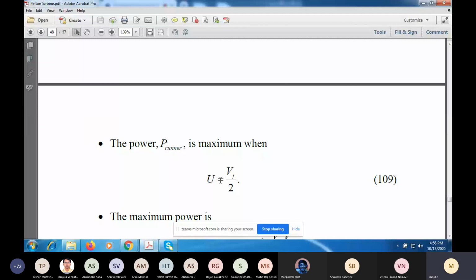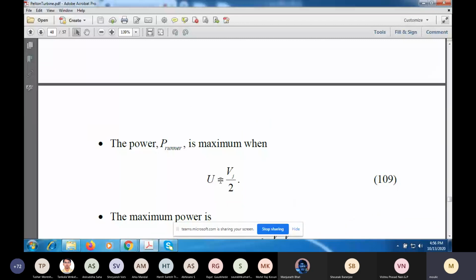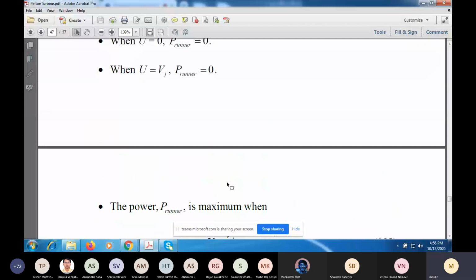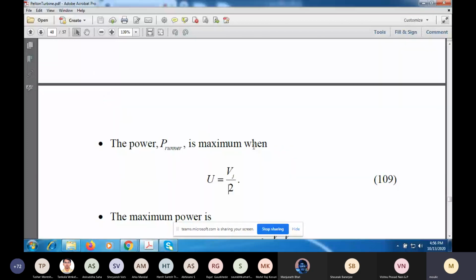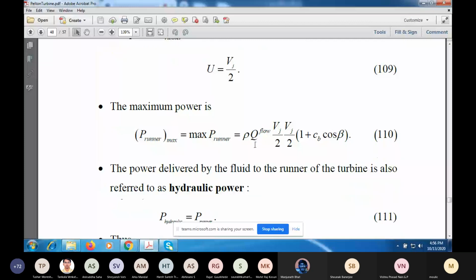So if 2u is Vj and beta is 0, then you will have V2 equal to 0, as we discussed before. So what is the maximum power? You just substitute Vj by 2 in this expression. So we'll have Vj by 2, and this also will become Vj minus Vj by 2, which is another Vj by 2. Okay. So maximum possible power is what we have. From this simple analysis, the prediction is given by equation number 110.